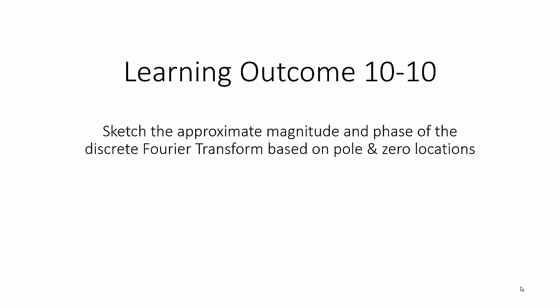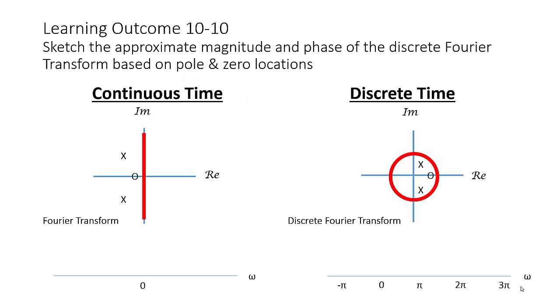Learning Outcome 10.10. Sketch the approximate magnitude and phase of the discrete Fourier transform based on pole zero locations. In Chapter 9, we talked about finding an approximation for the magnitude of the continuous time Fourier transform based on pole zero locations of the Laplace transform. This was based on the locations of the poles and zeros in our complex plane.